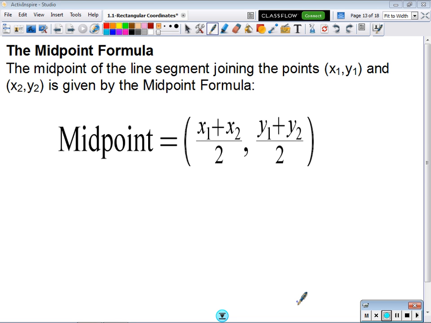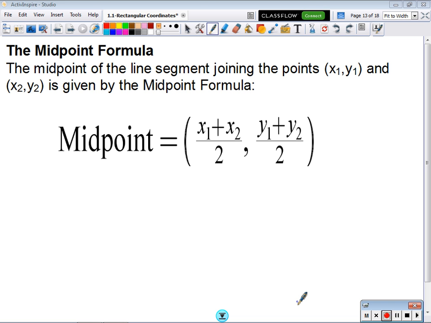So picking up where we left off, talking about some different things involving points, what we're going to look at next here is the midpoint formula. The midpoint formula is what you want to use when you're looking to find what the point would be that is in the middle of two endpoints on a line segment.